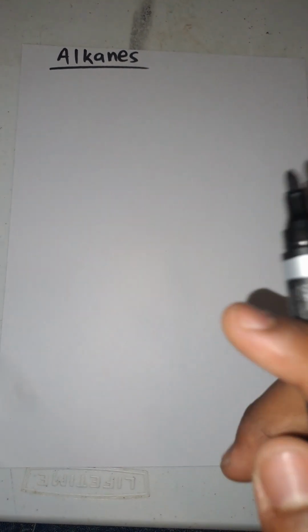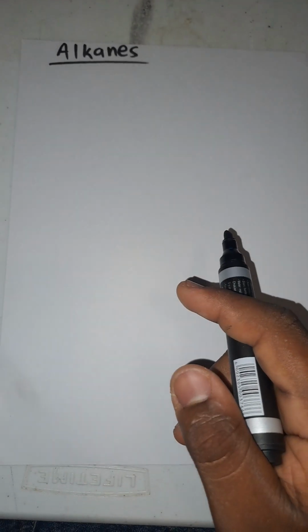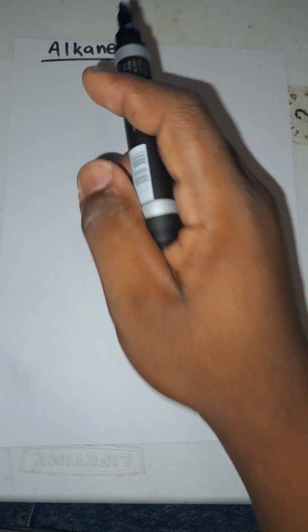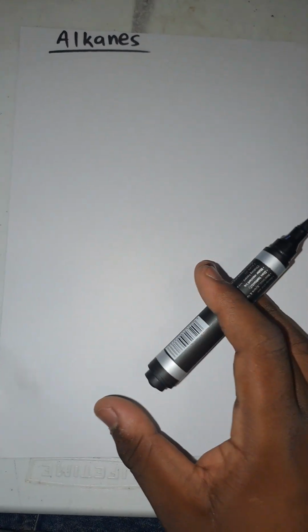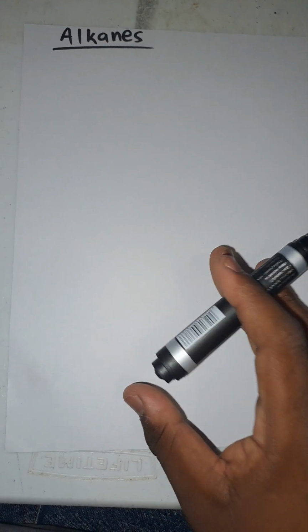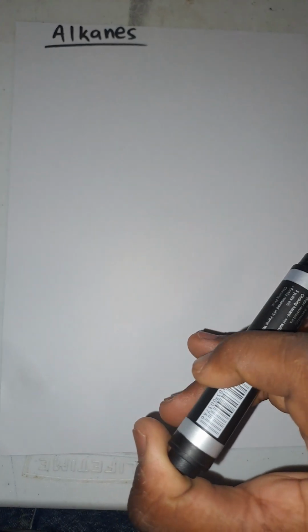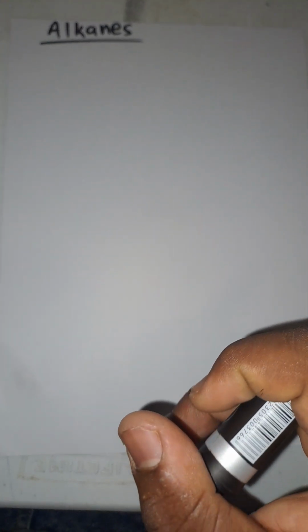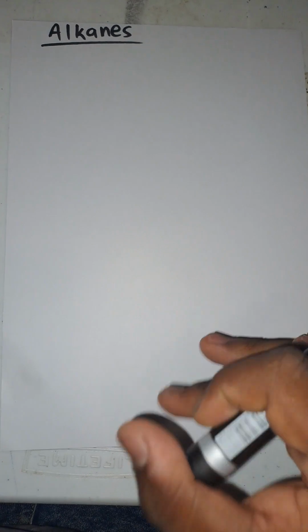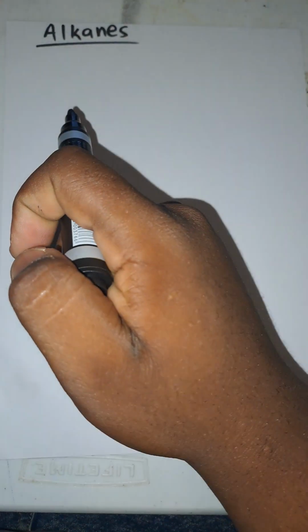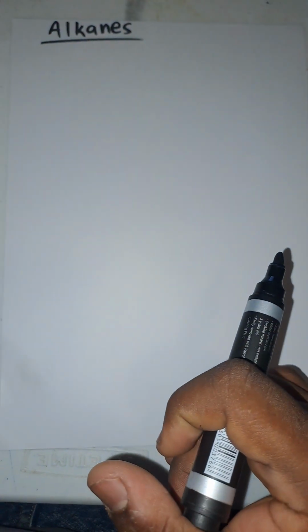So now today we are going to be continuing with organic chemistry. We are going to be doing what we call alkanes. Alkanes are the simplest homologous series, consisting of only carbon atoms and hydrogen atoms. What do I mean by that? It is an example of a hydrocarbon. Okay, so now without wasting time, let's start.